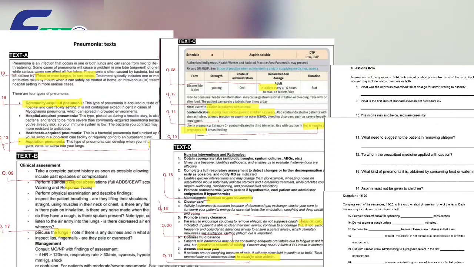18. Community acquired pneumonia. That answer also I have told you. 19. Use with caution while administering to pregnant patients in the first 6 months of pregnancy. And the last question answer is, yeah, hydration is essential in the healing process. I hope you got 20 out of 20 correct answers, right?